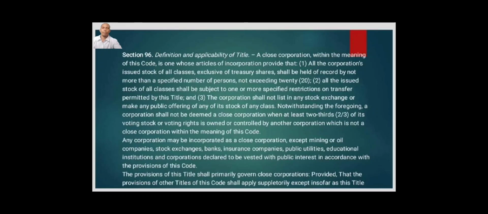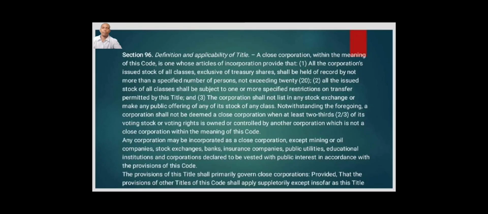All the 3 features must be present for a corporation to be classified as a closed corporation within the meaning of the Code, where 2/3 of the voting stock or voting rights of a corporation as defined above is owned or controlled by another corporation which does not fall within the definition of a closed corporation. The former shall be deemed not a closed corporation. So too, a narrow distribution of ownership does not by itself make a closed corporation. Corporations which are vested with public interest such as those mentioned are not allowed to be incorporated as a closed corporation.